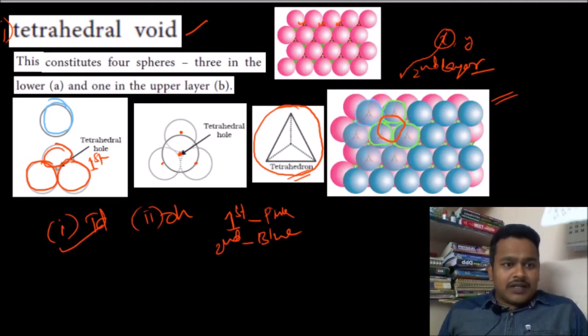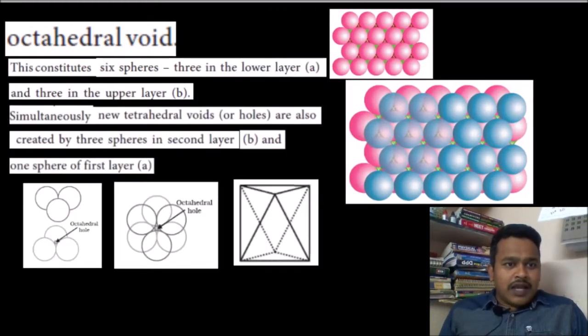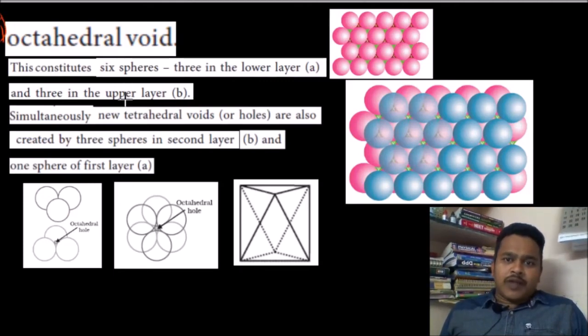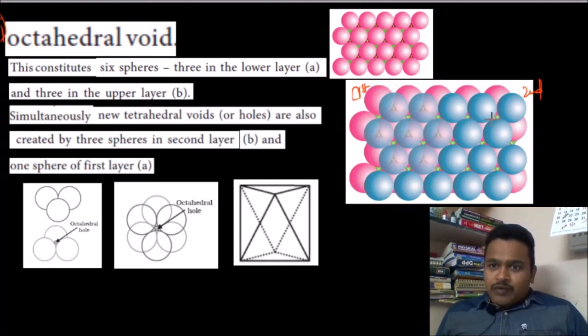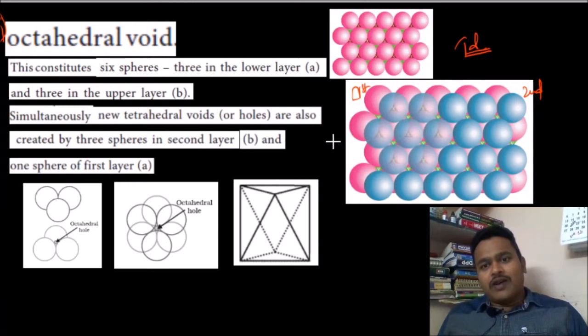After that, we can go for the octahedral void. This is the second void we can observe here. How is it forming? You can observe. This is the first layer, the pink layer; the blue layer is the second layer. Once the second layer is over, we already discussed tetrahedral voids. Now we are going to learn about octahedral voids.